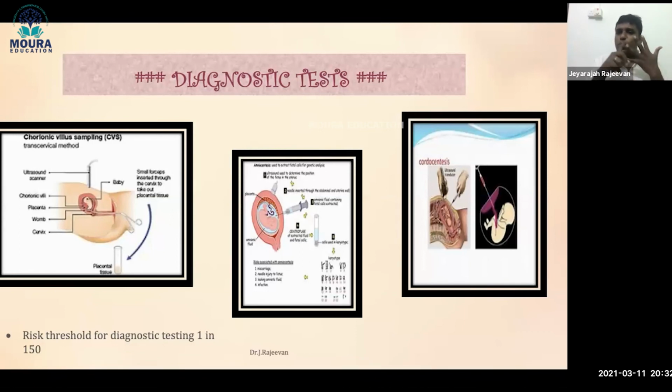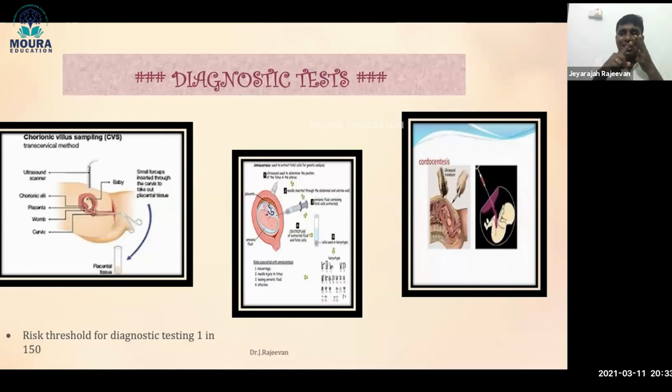Third one, you can take the fetal cells from the fetal blood. So where you can collect the fetal blood is from the umbilical cord. So there are three areas you can collect the fetal cells. One is the placenta, second one is the amniotic fluid, third one is fetal blood from the umbilical cord.